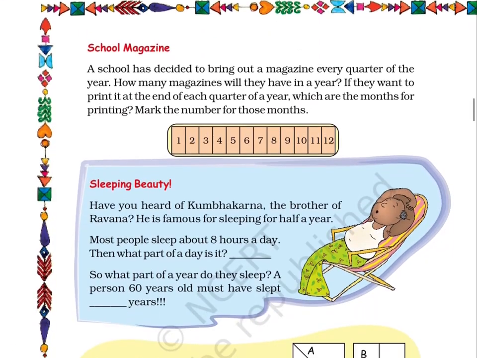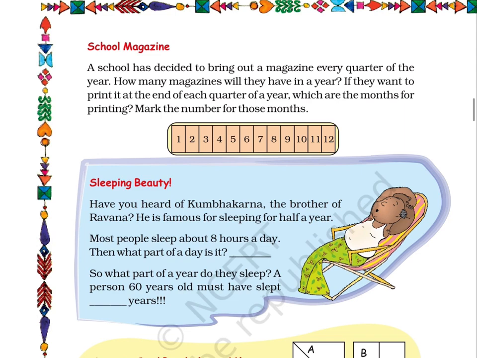Page 68. School magazine. A school has decided to bring out a magazine every quarter of the year. How many magazines will they have in a year? If they want to print it at the end of each quarter of a year, which are the months for printing? Mark the number for those months. Below this we have a horizontal strip which is divided into 12 equal parts marked from 1 to 12, showing the months of a year.